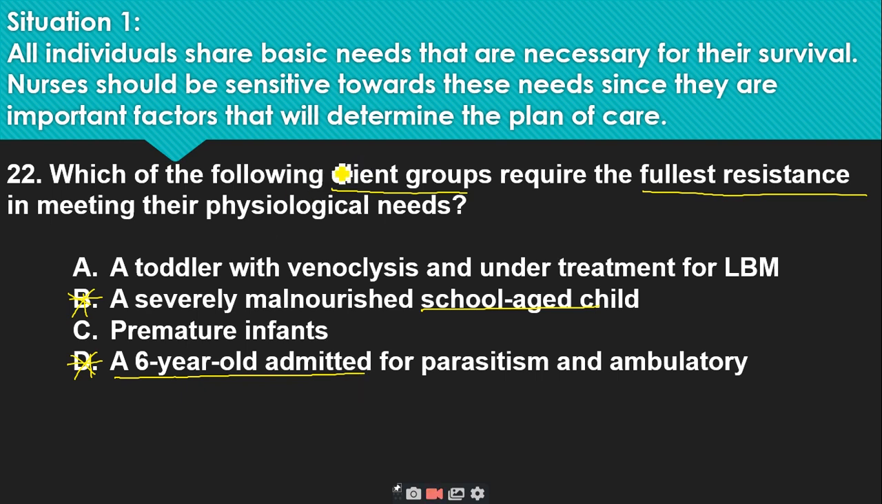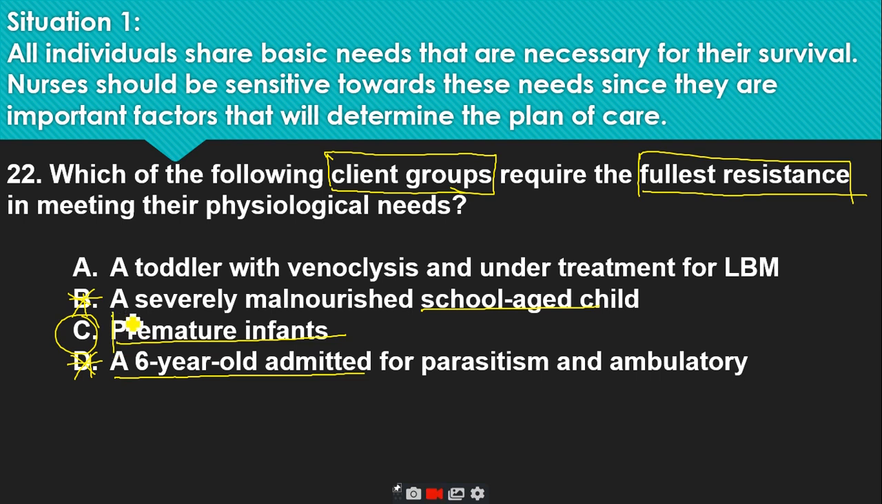The question here is client groups and fullest assistance. When you talk about client groups, these are individuals who are at risk, and fullest assistance basically means this client requires specific management, and in that case there's a need for this patient to be given intensive management. So the best answer for number 22 is letter C.